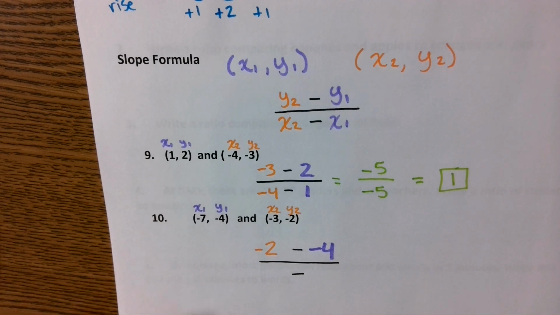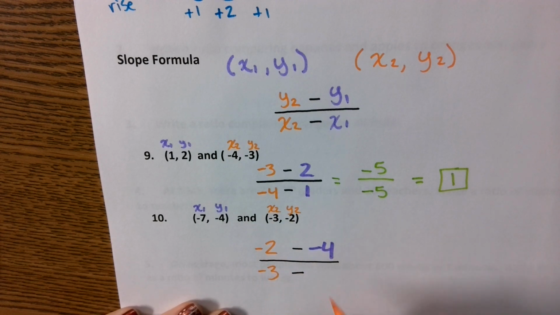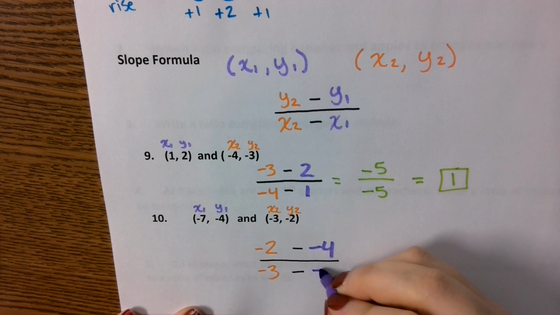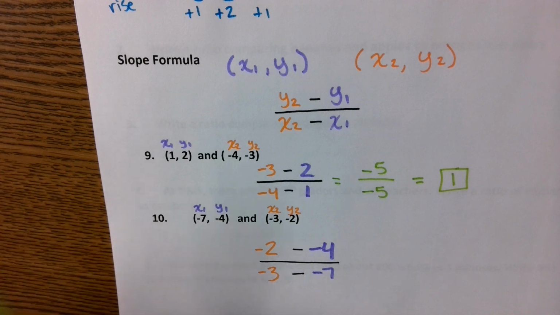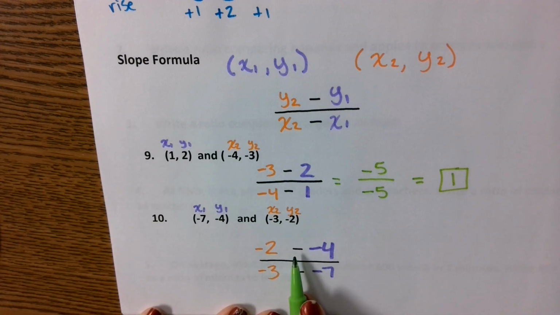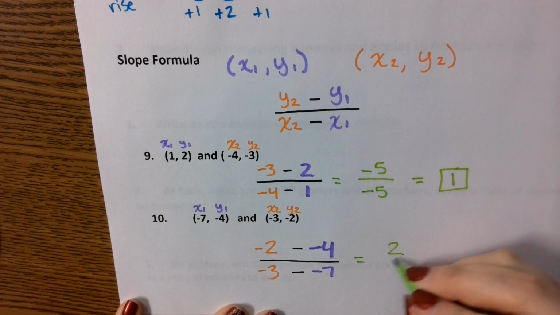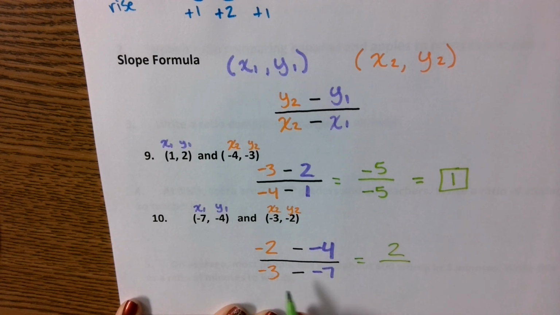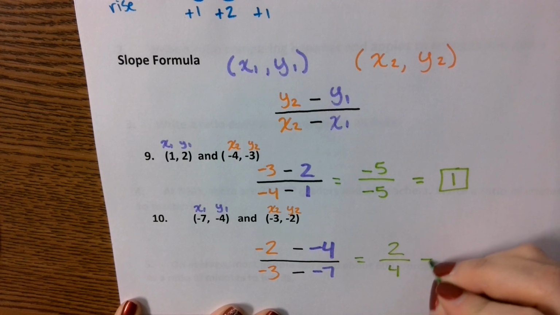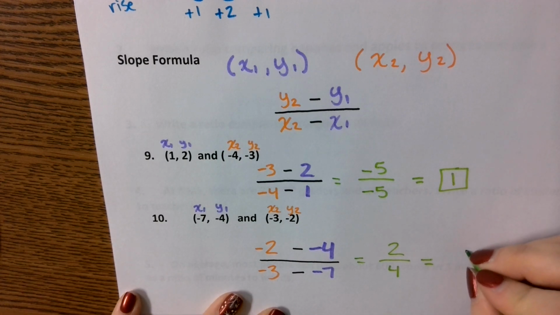Let's continue. What's our x2 value? -3. Our x1 value is -7. So now we're going to go ahead and do our subtraction. -2 minus -4 comes out to a +2. -3 minus -7 comes out to a +4. And then 2 over 4 can simplify to 1 over 2.